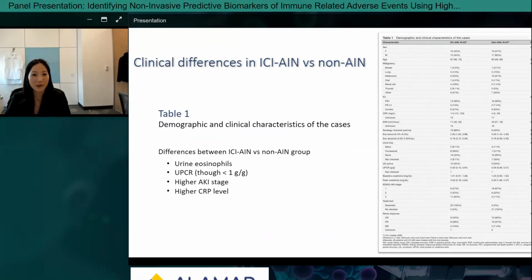So we evaluated the clinical differences in our ICI-AAN group versus our non-AAN group. In our immunonephritis group, what we saw was that these patients were more likely to have a positive urine eosinophil test, a higher urine protein to creatinine ratio, even though that was still less than 1 gram, as well as a higher AKI or acute kidney injury stage. They also were more likely to have a higher CRP level. These features all reflect a heightened immune activity, but they're not specific enough for diagnosis.